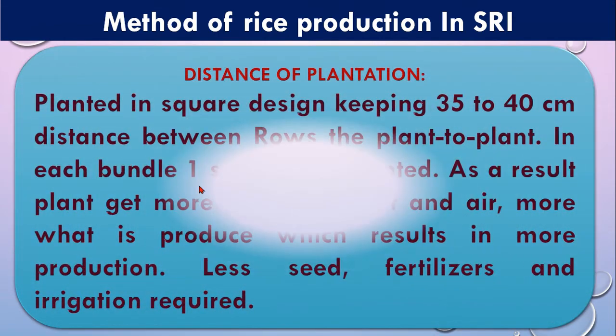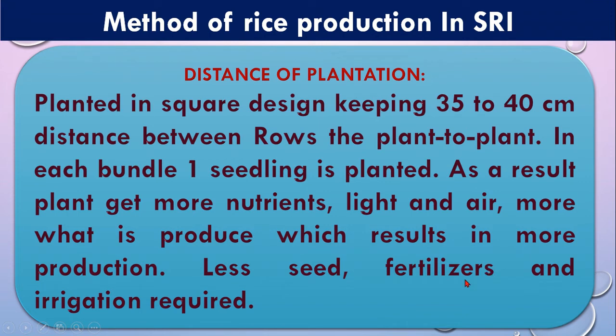Next one is distance of plantation. What will be the distance of plantation? Planted in square design, keeping 35 to 40 centimeter distance between row to row and plant to plant. That means plant the seedlings in the main field in a square shape, like 35 to 40 centimeter, or might be 30 or 40 centimeter. So there will be no other distance between plant to plant and row to row.